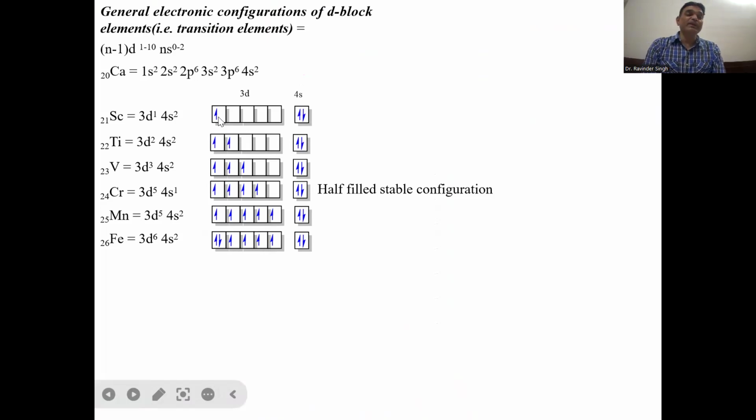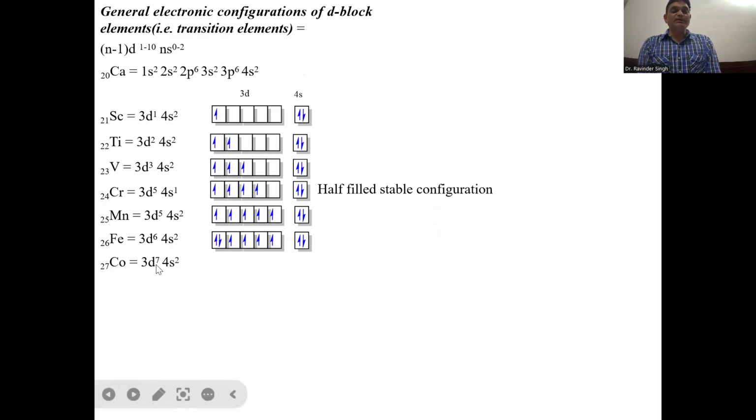Initially, the electrons are filled up singly among these degenerate orbitals of the 3d. All the orbitals of the 3d have the same energy, so they are degenerate orbitals. Among the degenerate orbitals, the electrons are first filled up singly. Then the pairing will start according to Hund's rule. That's why we are showing these electrons in such a way.